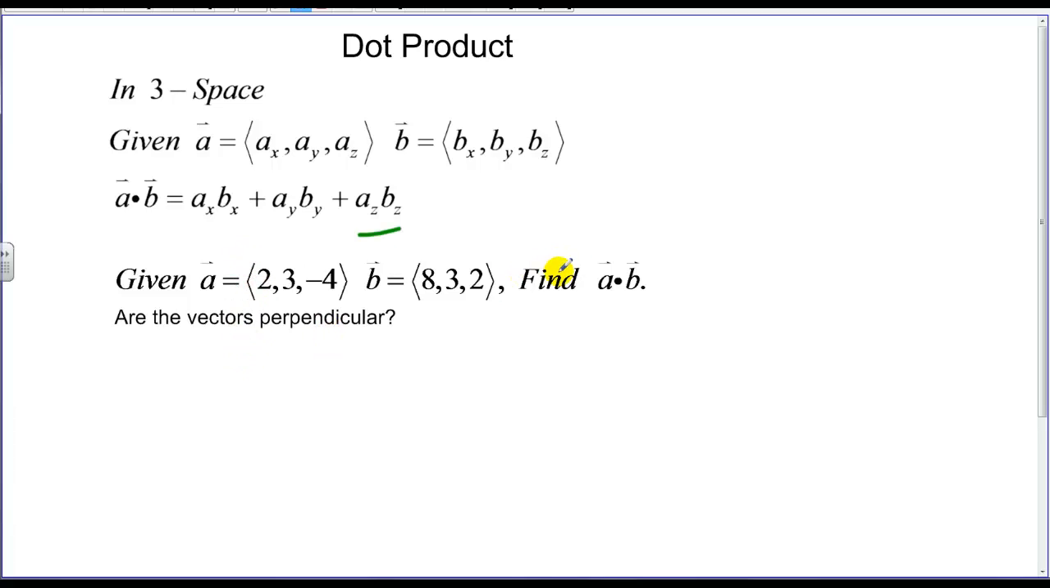So let's find A dot B given the two vectors A and B here. We take the product of the x components, 2 and 8, add that to the product of the y components, 3 and 3, and add that to the product of the z components, negative 4 and 2. Gives us 16, 9, and negative 8, which is a total of 17. These are not perpendicular.